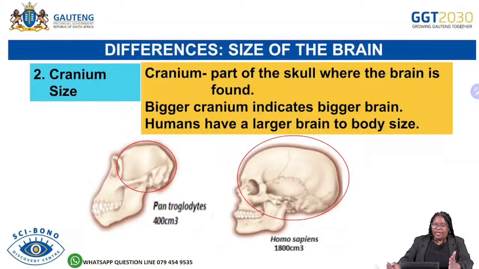Remember, when we were tabulating, we compared the brain size of the two. Now the cranium, remember, protects the brain. There is a part of the skull where the brain is found. That is the cranium. So we are looking at the cranium size. How big is it? So a bigger cranium indicates a bigger brain. So modern humans have a bigger cranium, and this means we've got a bigger brain, also associated with intelligence.